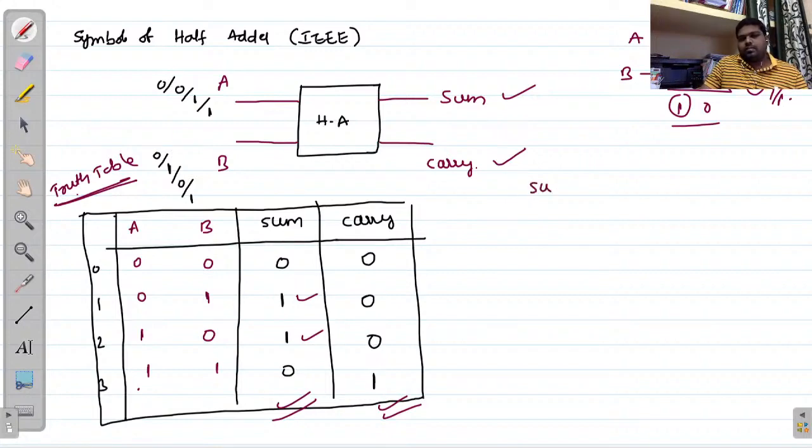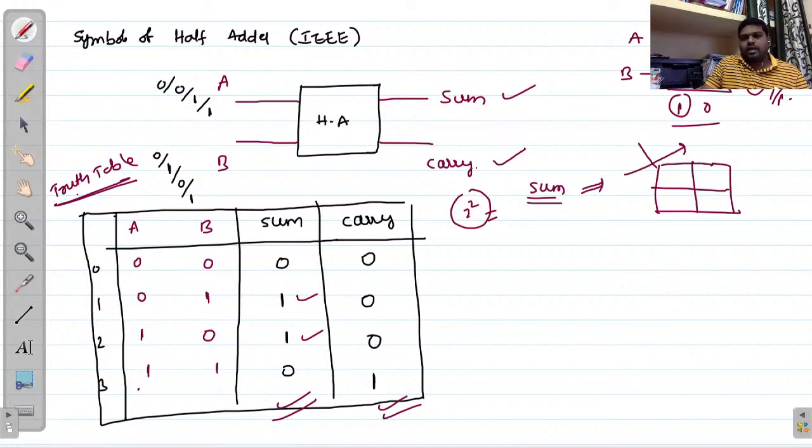2 variables means we will get 4 square boxes. So this is for sum. 2 variables means 2 power 2, we will get 4 square boxes. These are the 4 square boxes, with A variable and B variable. Now first you can arrange the number sequence: this is 0, this is 1, this is 2, and this is 3, and this entire row will be indicated with A bar and A, and B bar and B.